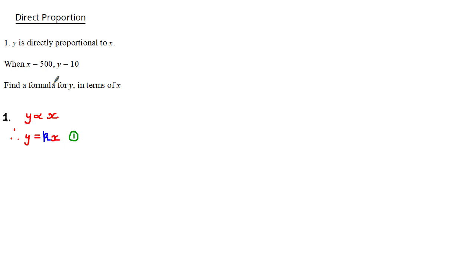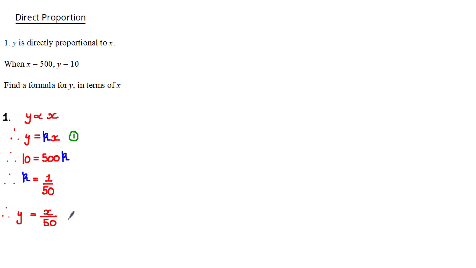So subbing these values into equation 1, we get that 10 is equal to 500k, and dividing both sides of the equation by 500, we get that k is equal to 1 over 50, or 0.02, which you could write as a decimal. So now that we've found k, if we substitute this value of k back into equation 1, we can find that the general formula for y in terms of x is y is equal to x over 50.